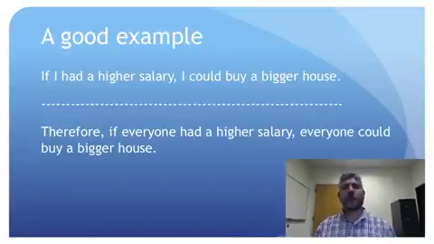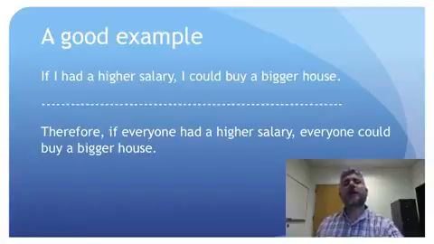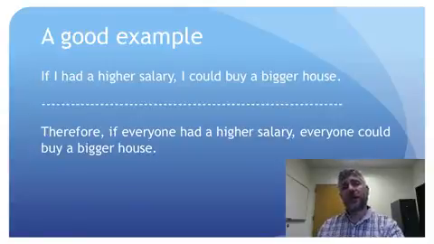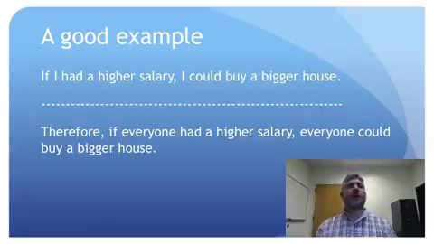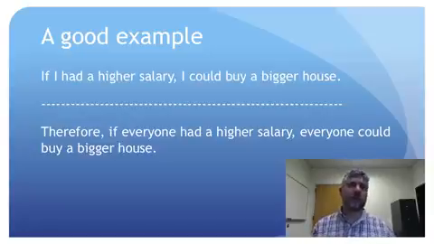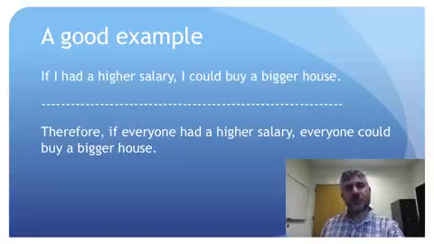So consider this argument. Premise: if I had a higher salary, I could buy a bigger house. Conclusion: therefore, if everyone had a higher salary, everyone could buy a bigger house. Now, I've heard reasoning that resembles this in the past. People think, well, if we can raise one person's wages and make them materially better off, then if we could raise everyone's wages, we could make everyone materially better off. But tempting as this kind of reasoning may be, it's fallacious.